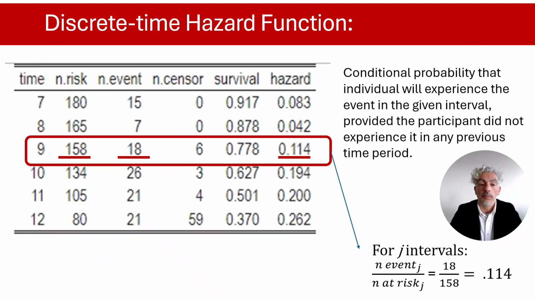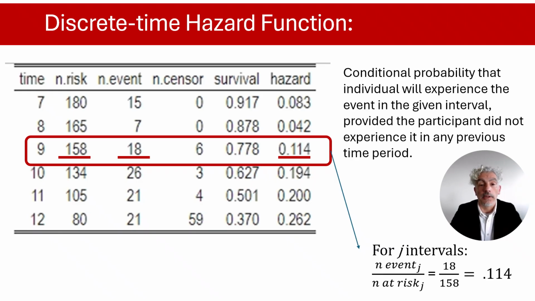So when we consider non-repeatable events, the hazard function represents the risk that a participant in the study will experience the event within a time interval, provided that the individual has not experienced the event before this interval. And to indicate intervals, I will use the lowercase letter j, whereas the lowercase letter i will indicate an individual in the study.